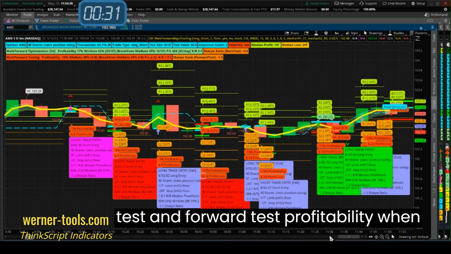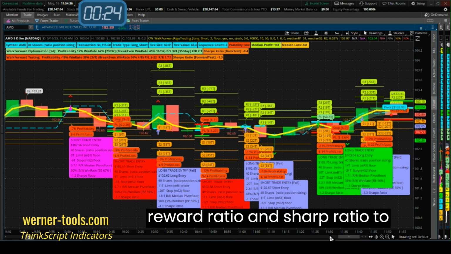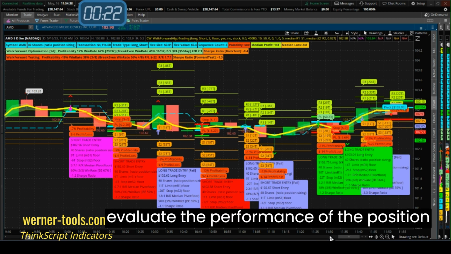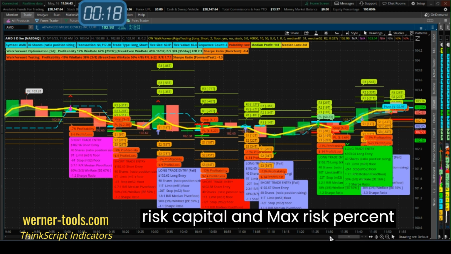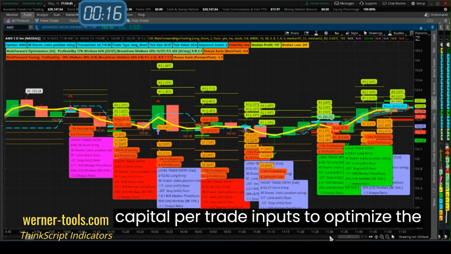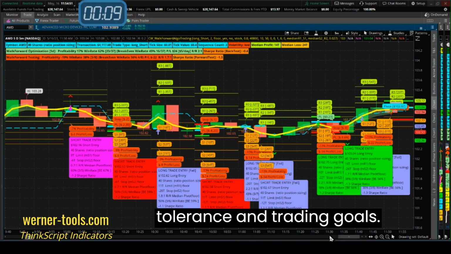Compare the backtest and forward test profitability, win rate, break-even win rate, risk-to-reward ratio, and Sharpe ratio to evaluate the performance of the position sizing strategy. Adjust the risk capital and max risk percent capital per trade inputs to optimize the position sizing strategy for your risk tolerance and trading goals.